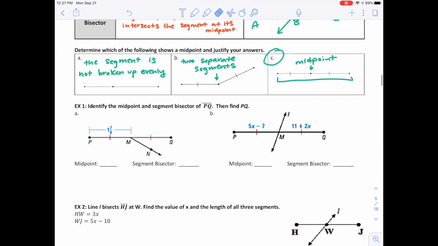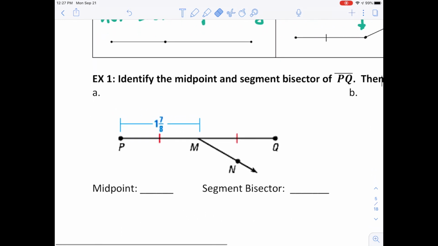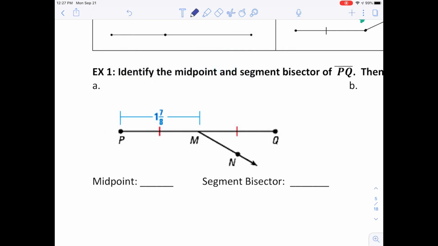Now, we can also use this information to answer questions about different diagrams. So in example 1, it says identify the midpoint and segment bisector of line segment PQ, then find PQ. Okay, so if we look at this diagram, we know a couple things. We know that PM is 1 inch and 7/8. M is the bisector, so that means MQ is going to be the same length, 1 inch and 7/8. So the midpoint is point M.